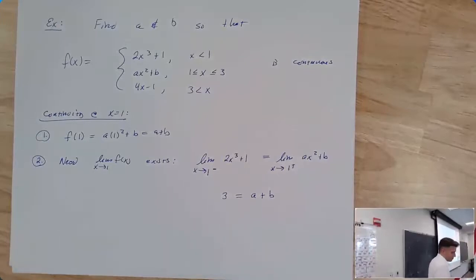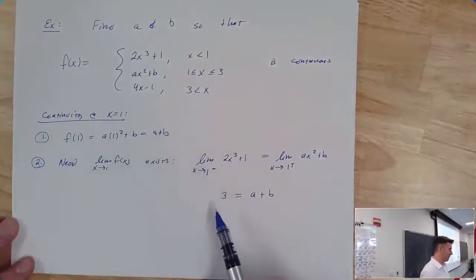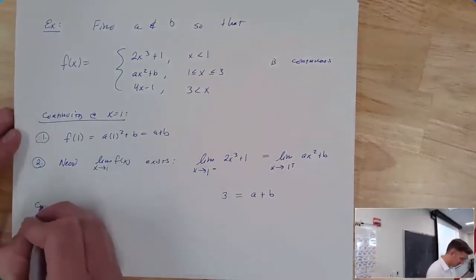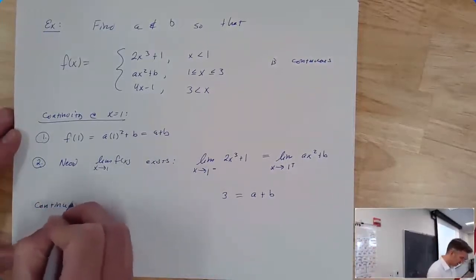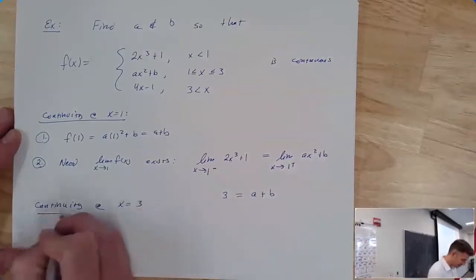And then we need these to be equal for the function to be continuous. That's pretty obvious, I think. If the function is equal to a plus b, and we need a plus b to equal 3 for the limit to exist, then it's going to be 3, but we need to figure out what a and b are. So now let's look at the other x value, continuity at x equal to positive 3.